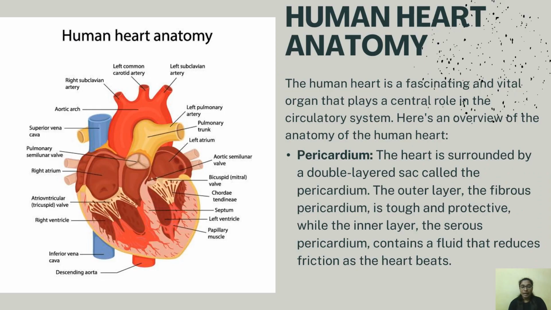Human heart anatomy. As we know, the heart has four chambers with two atria and two ventricles. The human heart is a fascinating and vital organ that plays a central role in the circulatory system. Here is an overview of the anatomy of the human heart. Pericardium. The heart is surrounded by a double-layered sac called the pericardium. The outer layer, the fibrous pericardium, is tough and protective, while the inner layer, the serous pericardium, contains a fluid that reduces the friction as the heart beats.